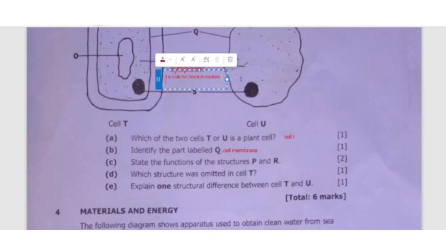So we can also say it is a site for cell activities, not chemical, but cell activities. It's a site for cell activities. Those are the two functions of R. You can pick one there, whichever you write between these two, you get the answer correct. So we come to question D.